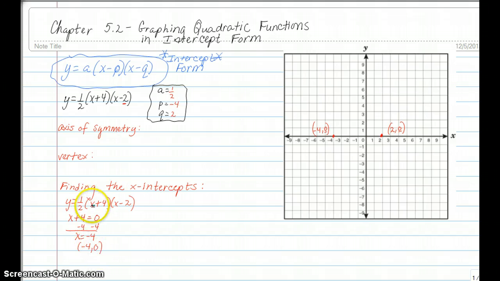If this were -4, then -4 plus 4 is 0. 0 times whatever this is is 0, times whatever that is is still 0, so your y value would be 0. This is the zero product property. Zero means just 0, and product means multiplication. So all that means is when you multiply by 0, you get 0. That's all we're using, the zero product property.